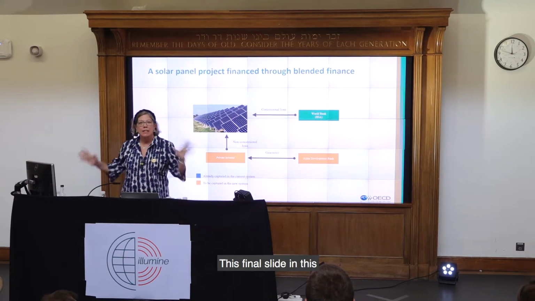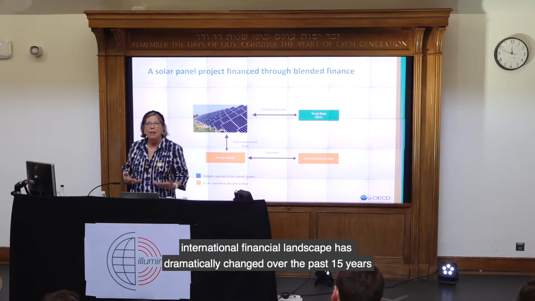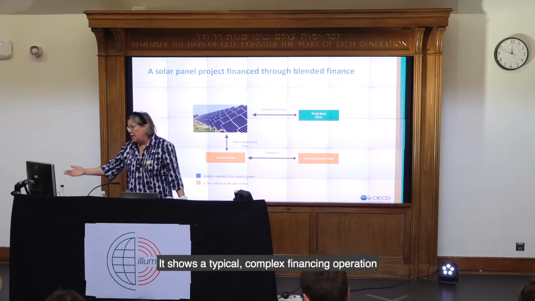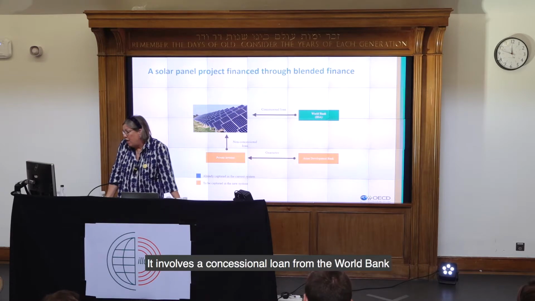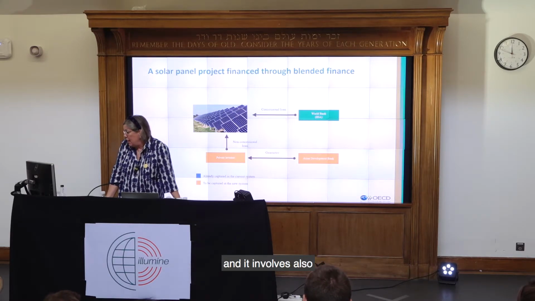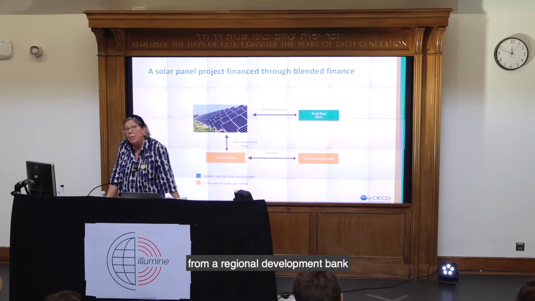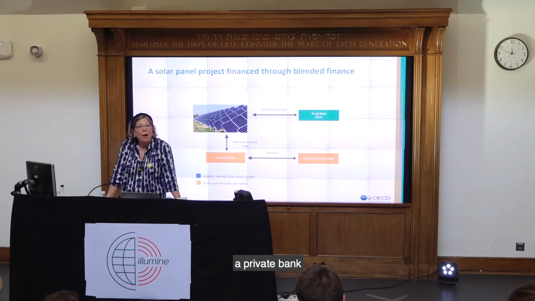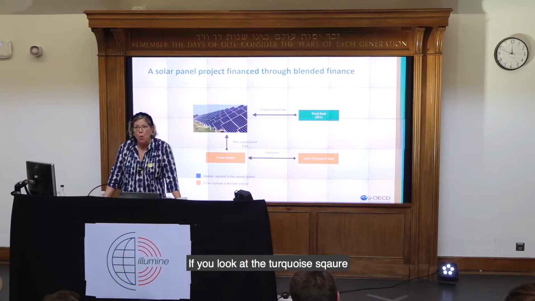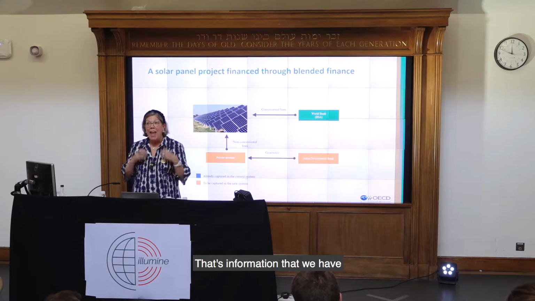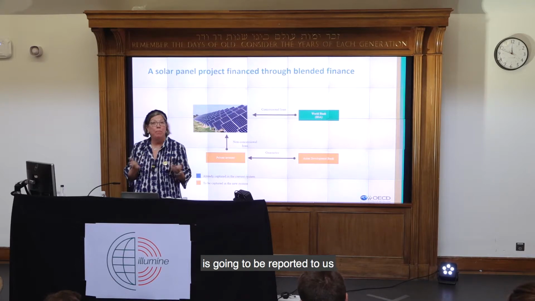This final slide in this area, where I'm trying to describe to you how the international financial landscape has dramatically changed over the past 15 years, shows a typical complex financing operation. It involves a concessional loan from the World Bank, and it involves also a guarantee from a regional development bank and finance that was provided by a private bank. So in this scenario, if you look at the turquoise square, that's information that we have data for right now. We know that the World Bank loan is going to be reported to us.